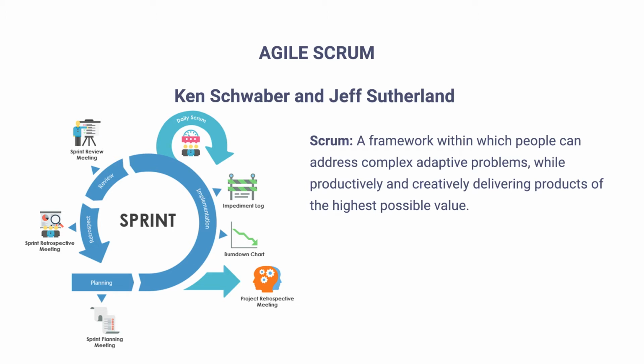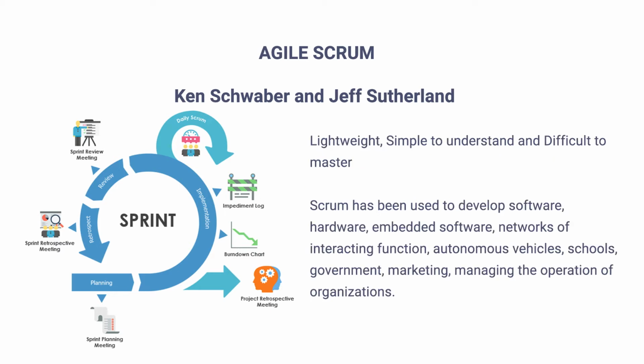Agile Scrum, as Ken Schwaber and Jeff Sutherland describe in the Scrum Guide: Scrum is a framework within which people can address complex adaptive problems while productively and creatively delivering products of the highest possible value. It is lightweight, simple to understand, and difficult to master. Scrum has been used to develop software, hardware, embedded software, networking of interacting functions, autonomous vehicles, schools, government, and marketing, and for managing the operations of the organization.